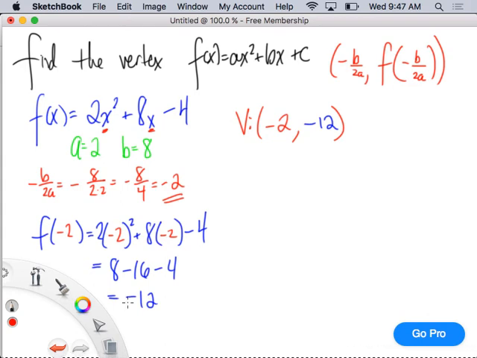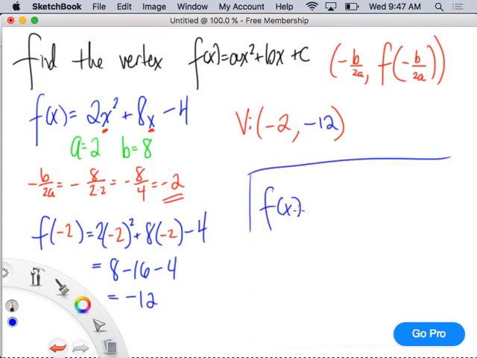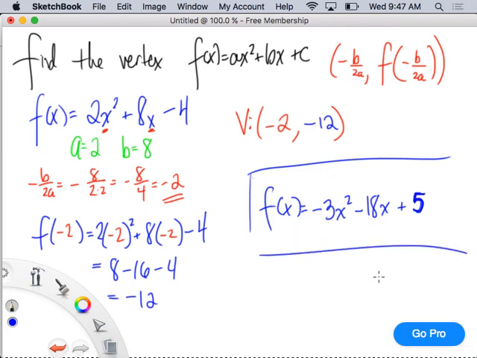All right, so your example that you're going to do on your own now is f of x equals negative 3x squared minus 18x plus 5. Negative 3x squared minus 18x plus 5. Find the vertex.